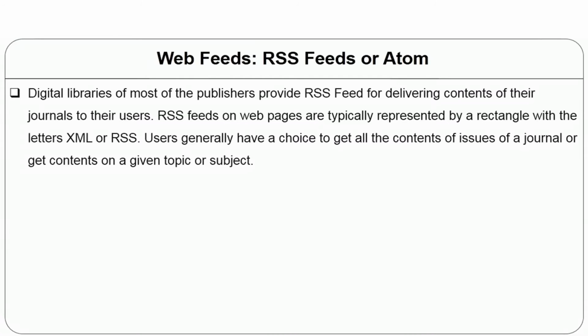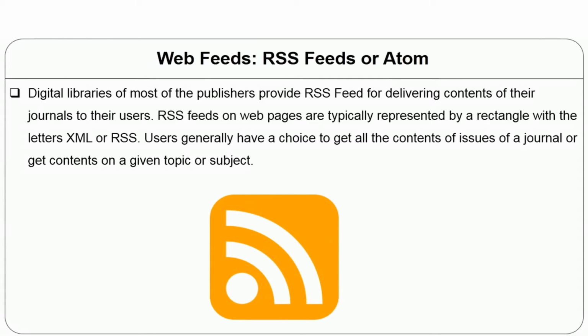Delivering content: RSS feeds on websites are typically represented by a rectangle with the letters XML or RSS. You will see a kind of orange tag with two lines. If it is providing RSS, this icon shows that yes, our site provides it to the user.